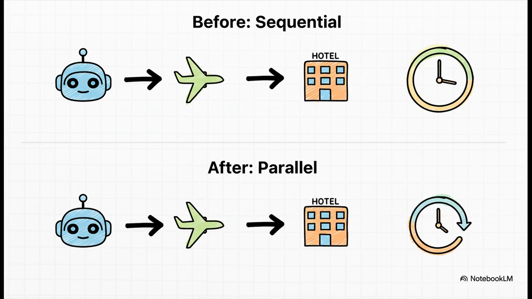Just think about it. If you're planning a trip, why would you ask an AI to find a flight, wait for that to finish, and then ask it to find a hotel? An advanced agent can see those are two separate jobs and request both at the same time. This is a huge deal because it slashes waiting times and makes the whole experience feel way faster.